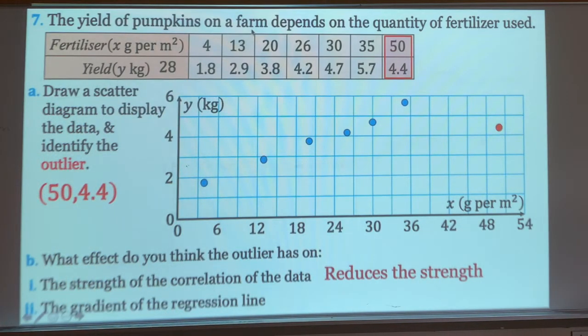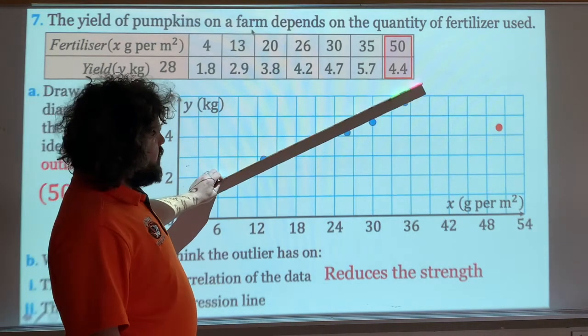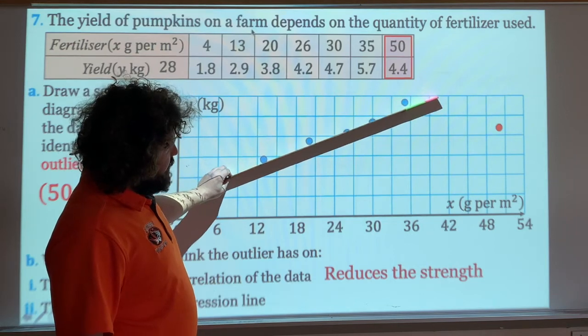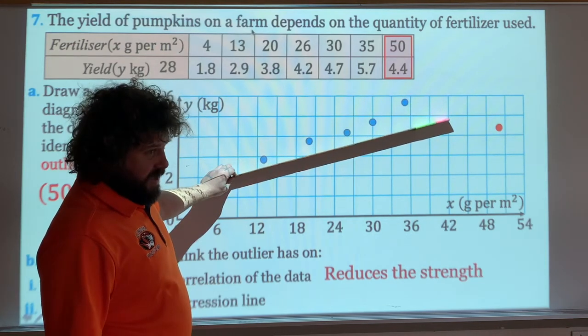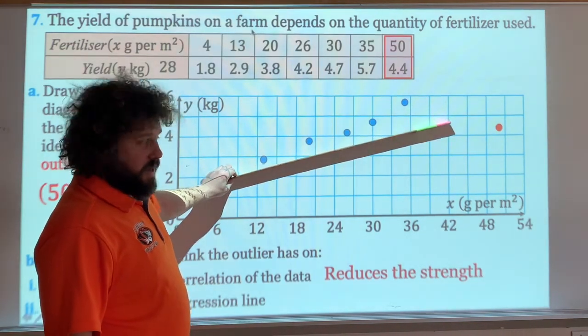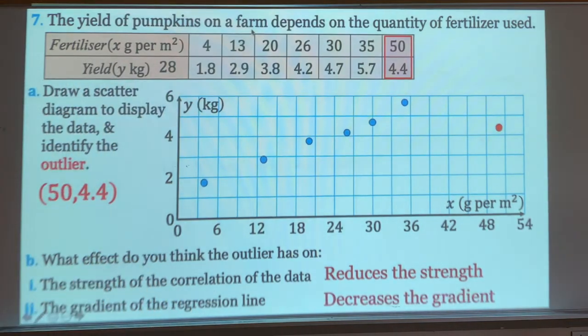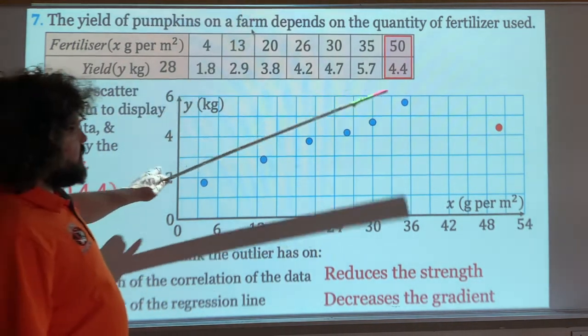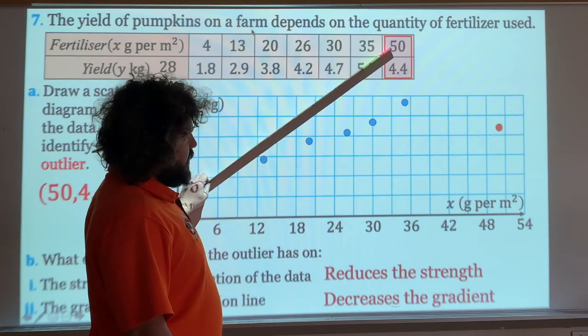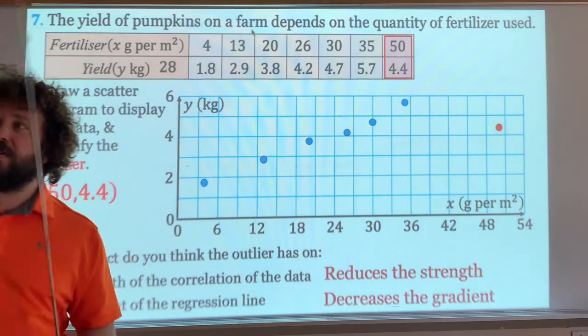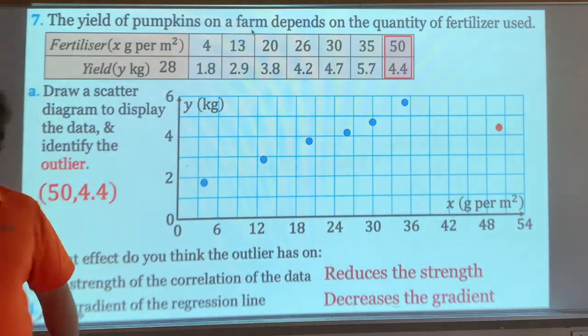And what do you think it does to this particular gradient? Okay? If I don't have it, my gradient's like this. If I use it, I'm going to have to switch my gradient like here. So what's going on with my gradient? It's actually decreasing the gradient. Now if my outlier was up here, it would increase the gradient. So depending on where the outlier is, that's how your gradient is affected.